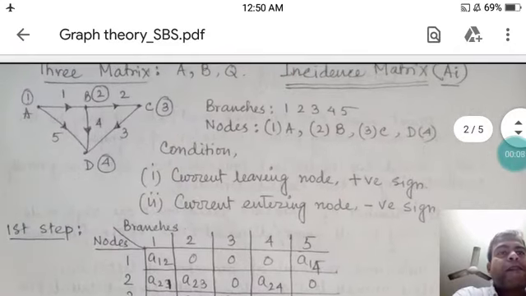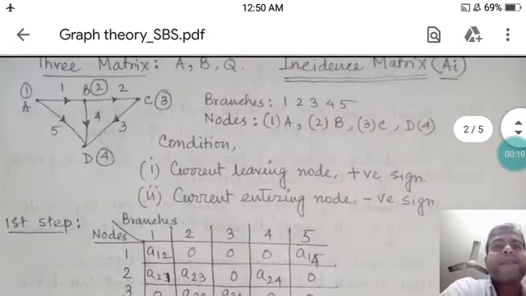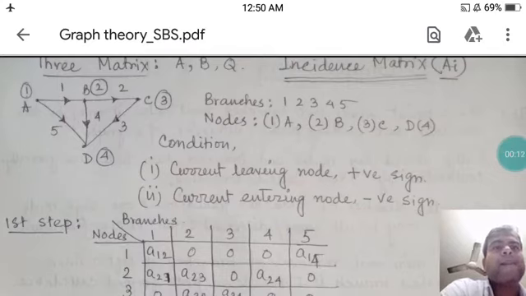Our objective today is the incidence matrix, the loop matrix and the Kirchhoff matrix. First of all, I would like to discuss what the incidence matrix is, that is A I. What is the definition of the incidence matrix, and how is it theoretically calculated?